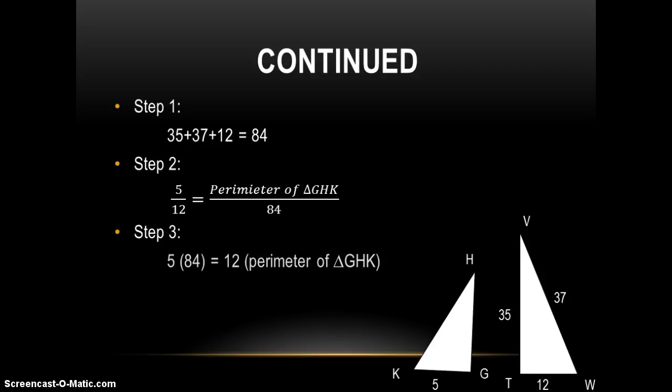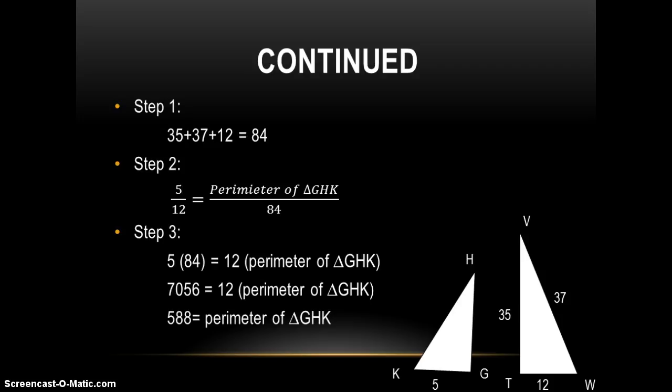In step 3, we're going to cross multiply and solve, so we have 5 times 84 equals 12 times the perimeter that we're looking for. So we're going to have 7056 equals 12 times the perimeter, and then we're going to divide by 12 to get 588, which is the perimeter of triangle GHK.